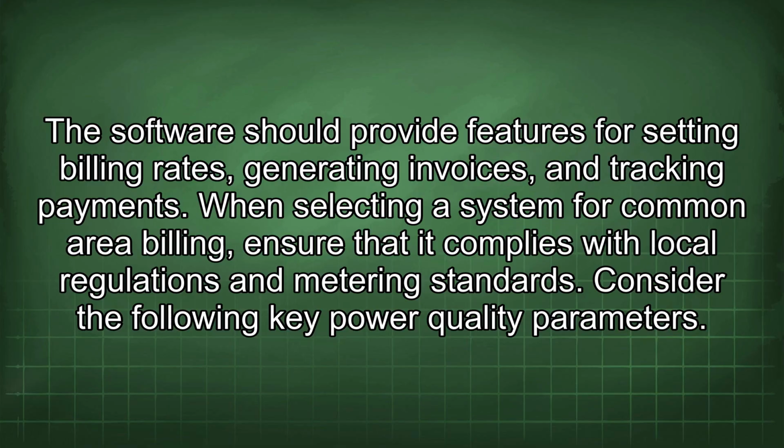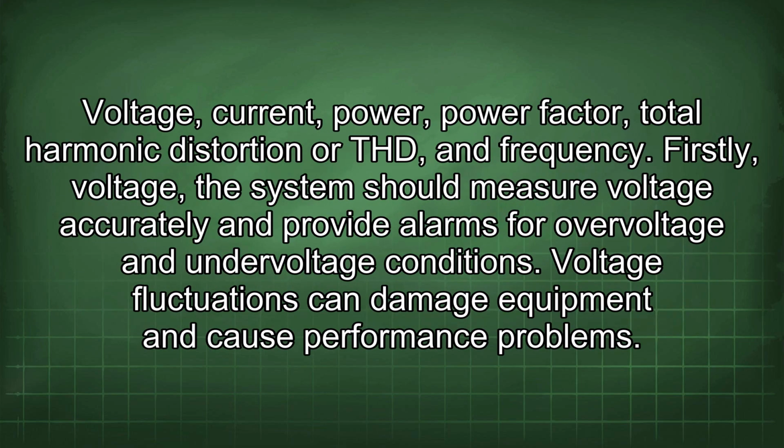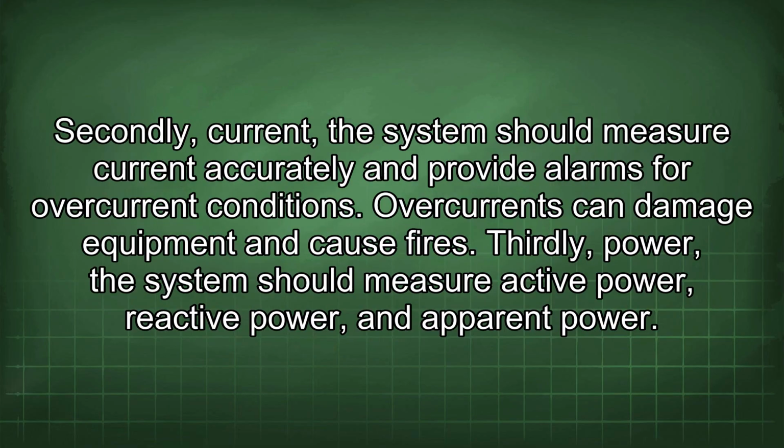Consider the following key power quality parameters: voltage, current, power factor, total harmonic distortion or THD, and frequency. Firstly, voltage. The system should measure voltage accurately and provide alarms for overvoltage and undervoltage conditions. Voltage fluctuations can damage equipment and cause performance problems. Secondly, current. The system should measure current accurately and provide alarms for overcurrent conditions. Overcurrents can damage equipment and cause fires.